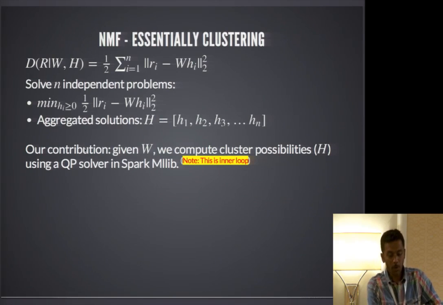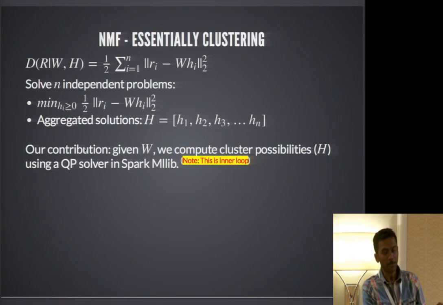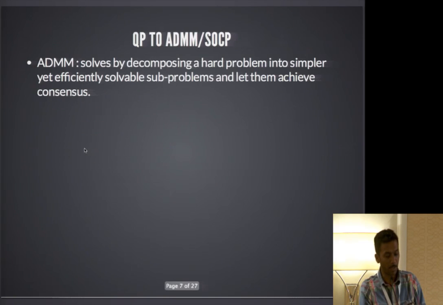So we already know that non-negative matrix factorization is essentially clustering. What we are doing here is solving an independent problem, and that's given by the equation below. Once we get those individual solutions, H1, H2 till Hn, we get the aggregated solution. Once again, our contribution here is introducing a quadratic programming solver, which is more on the inner loop side. We are still using the outer loop the way it has been implemented in Spark.